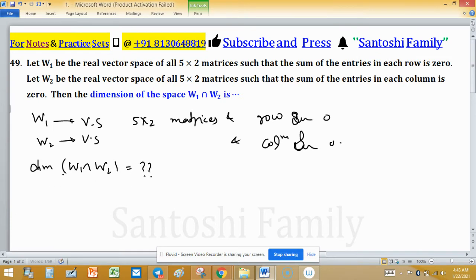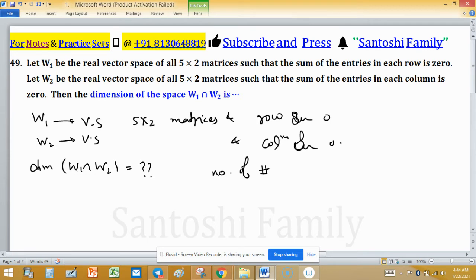And what is the meaning of dimension? Dimension is the number of non-zero elements in a basis. There is no importance of saying non-zero elements, because if a zero element is there, then the set becomes dependent. So the number of elements in a basis is normally called the dimension, and basis elements are linearly independent and form a spanning set.